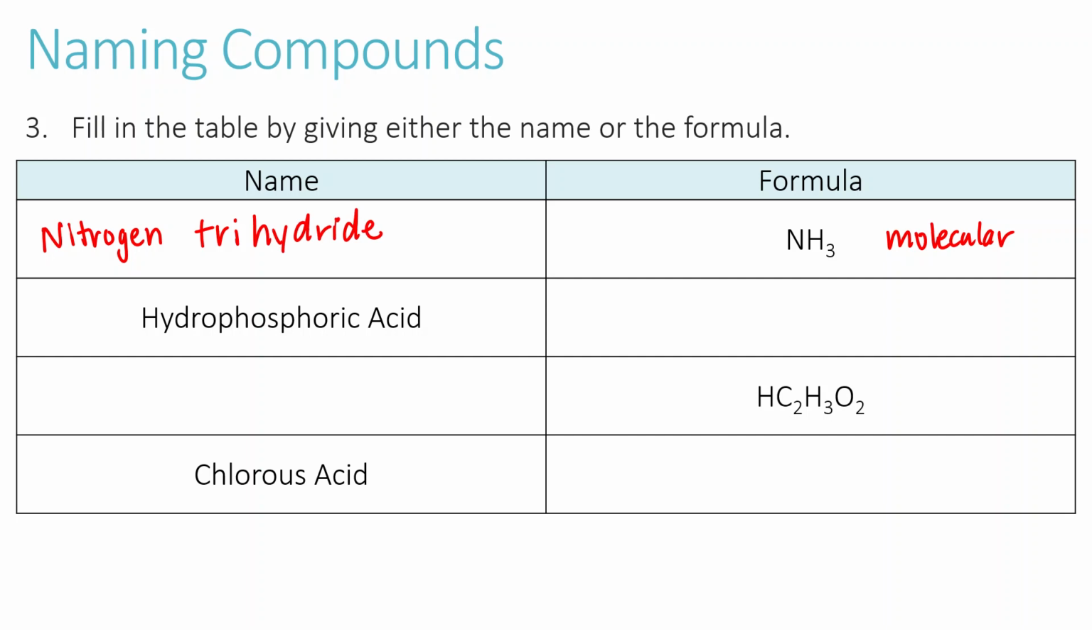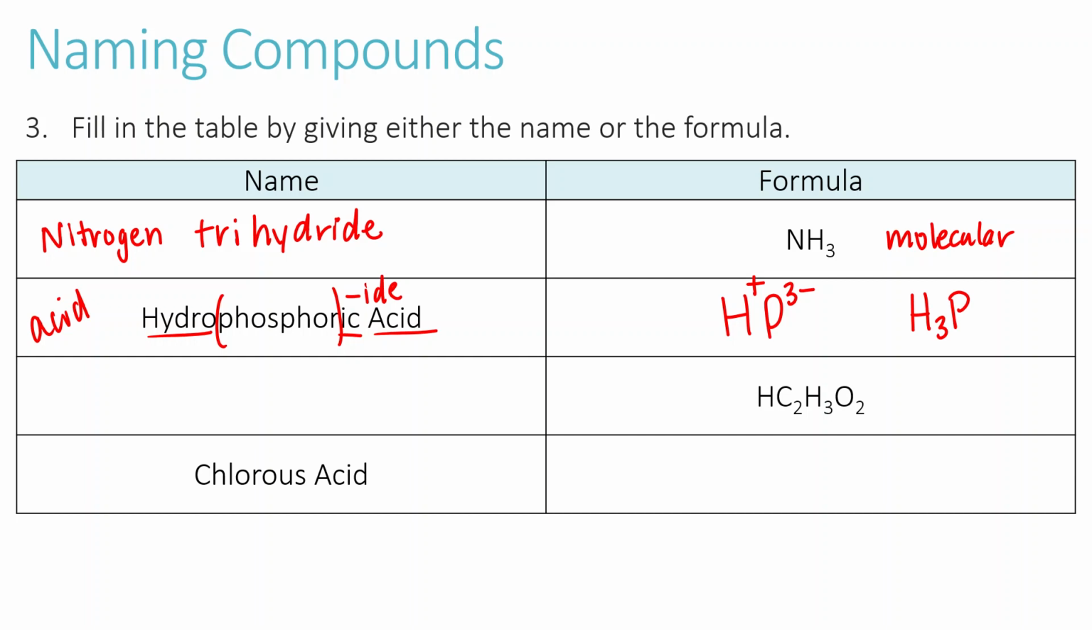Next we have hydrophosphoric acid. So we know that this is going to be an acid. The fact that this is hydro-blank-ic acid tells me that this originally ended with "ide." So this was originally phosphide. That's just phosphorus with a -3 charge. Now, since this is an acid, we're going to need to put an H in front. Hydrogen always has a +1 charge. So in order to make this neutral, I need 3 hydrogens for each phosphorus.